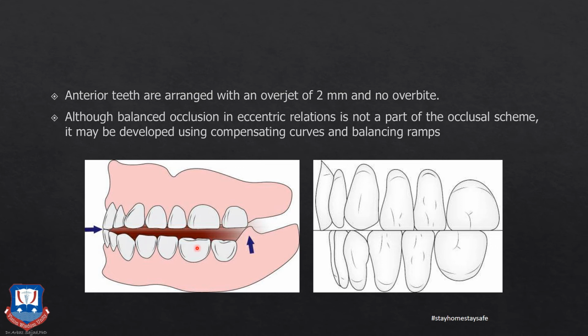Another way of improving balanced occlusion in a monoplane occlusal scheme is to reduce the number of teeth. That is, by eliminating the second molar or by reducing the anteroposterior occlusal table, we can improve the balancing arrangement in a monoplane occlusion.